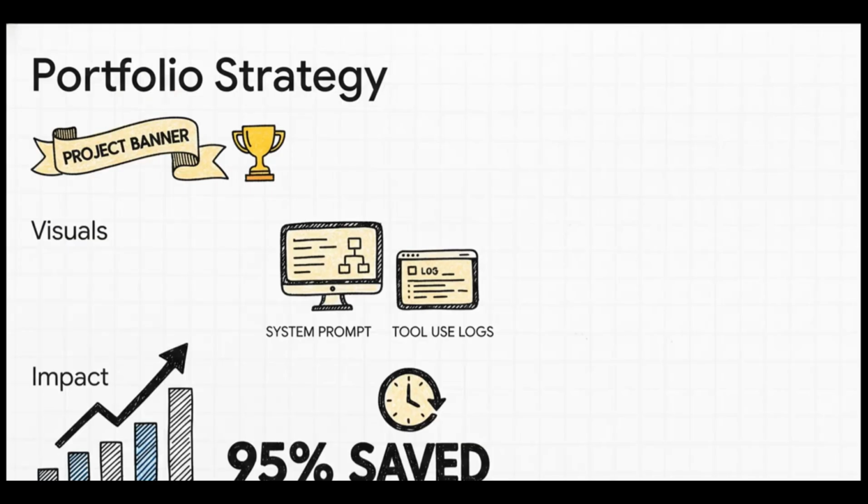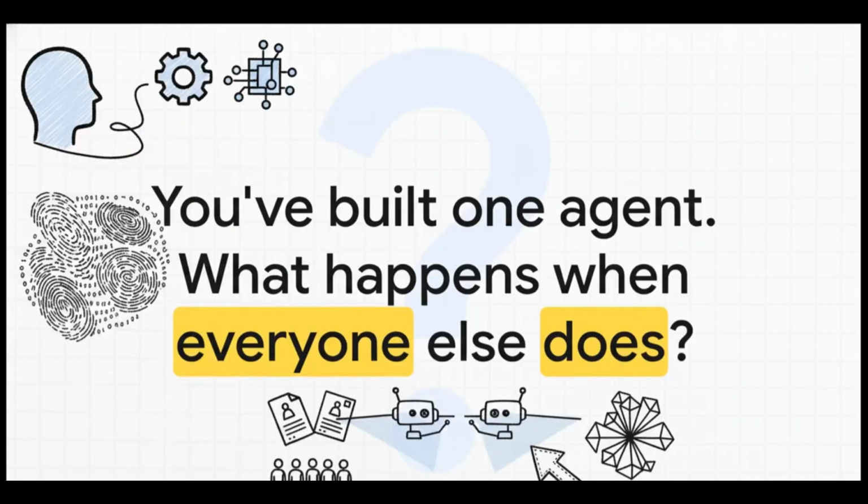So, when you present this, how do you do it? Give it a professional title, like the AI Career Consultant, an autonomous RAG and search agent. Show your work. Include screenshots of your awesome prompt and the debug logs that prove it works. And most importantly, frame the impact. Quantify your result, saying you reduced cover letter drafting time by 95%. That is an incredibly powerful statement. So, you're an AI architect now.